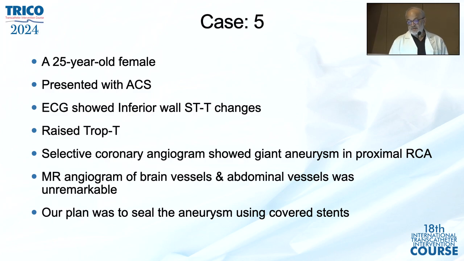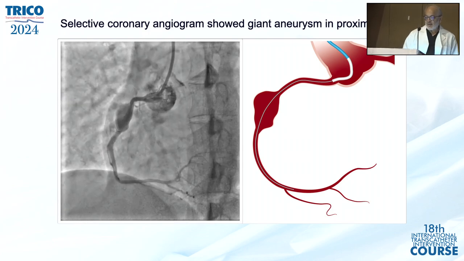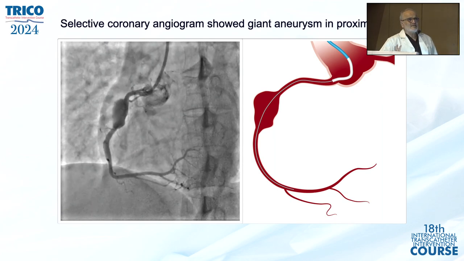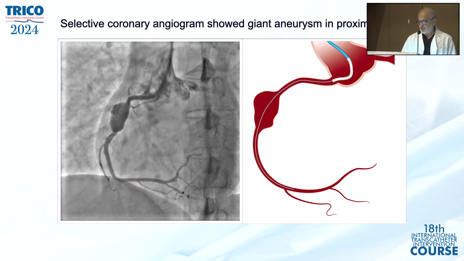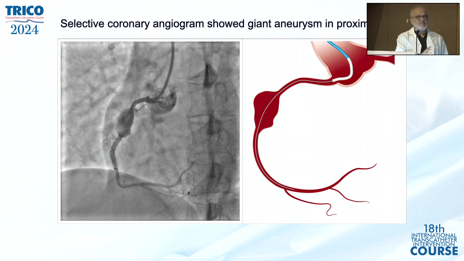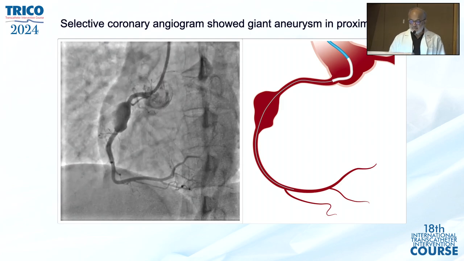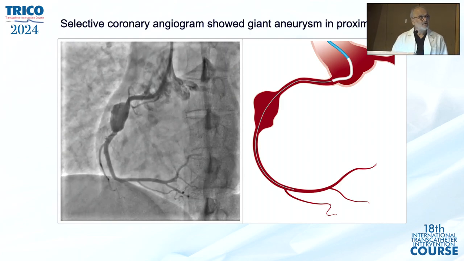A good point. This is a 25-year-old female. I think I must have shown this in some presentations previously, an already published case in a JACC case report. ECG showing inferior wall changes, young lady, raised troponin, and this is the angiogram. This is an impending rupture, a big aneurysm. Everybody advised surgery, and we were debating what to do. She came to us, she is of marriageable age, and the parents were also worried. We accepted her for a covered stent.